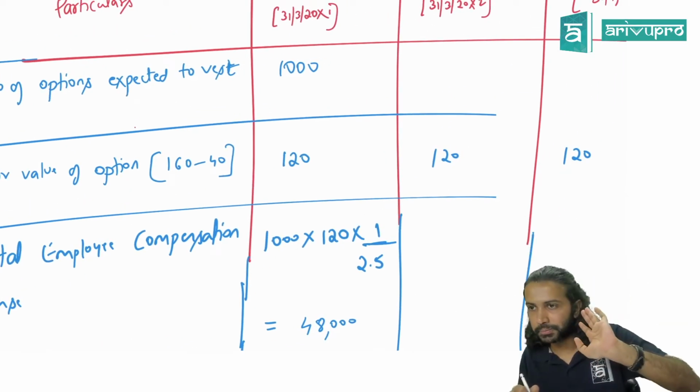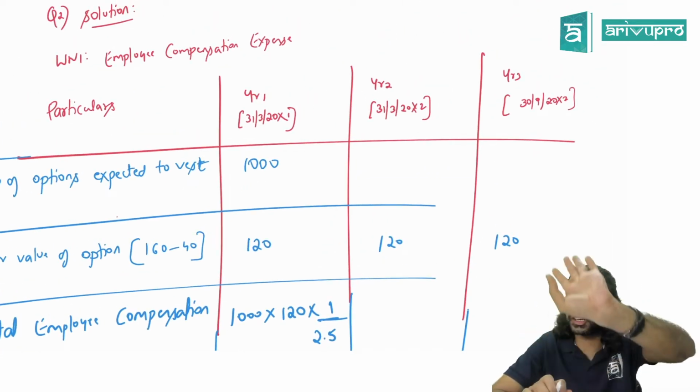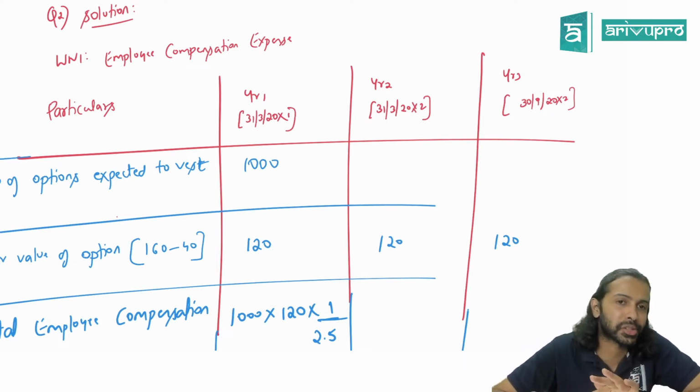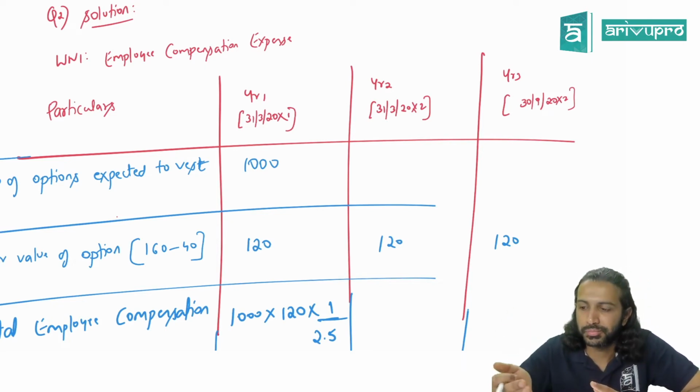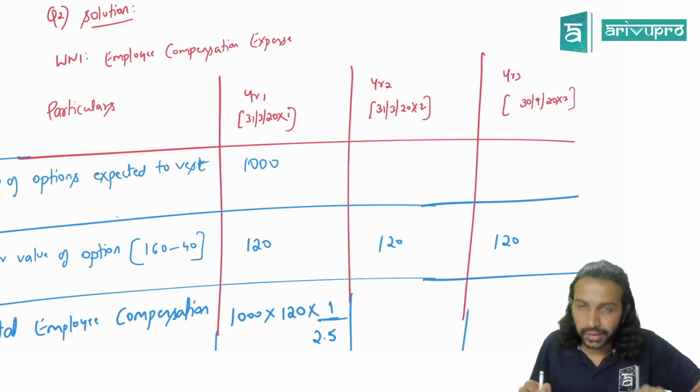Can I go for the next one? First year expenses are booked. Based on this only I will pass the journal entry. Journal entry is very, very easy in these sort of problems. This working note only is major, because the journal entry is repetitive. The same journal entry you'll pass again and again. So we'll come to the next year.